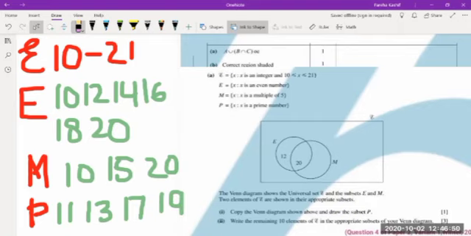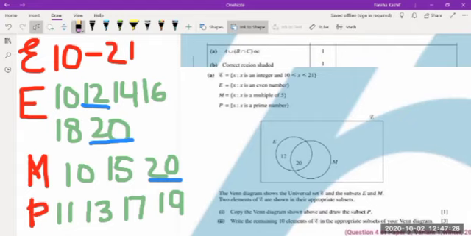The question says the Venn diagram shows the universal set and the subsets E and M. You can see the intersection of E and M includes 20, which is true because set E includes 20 and set M also includes 20. Here as well, sets E and M both include 20, and set E only includes 12, correct.